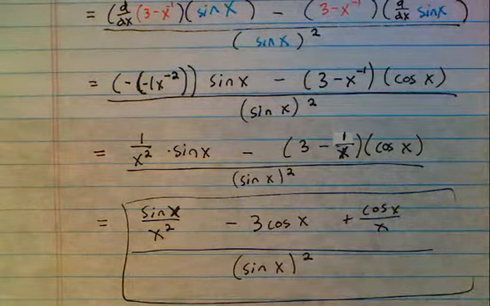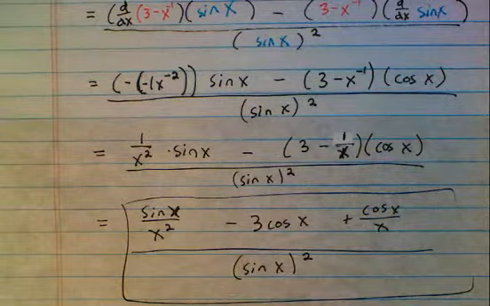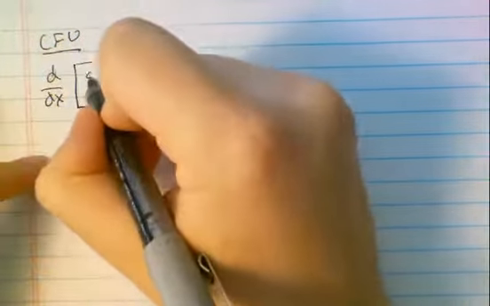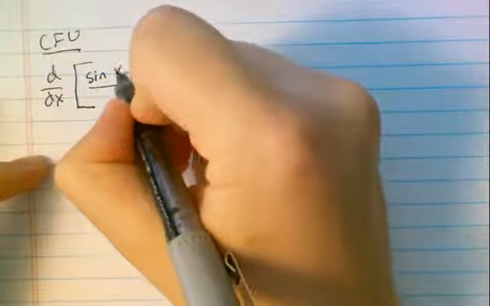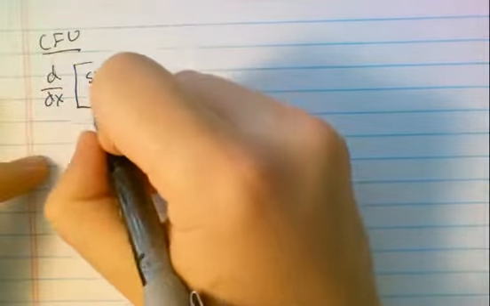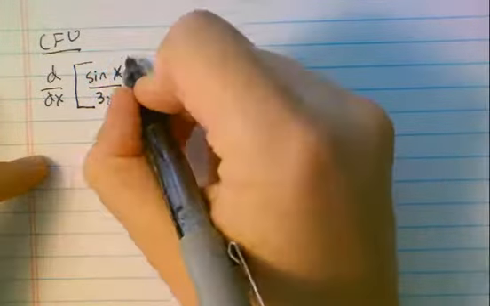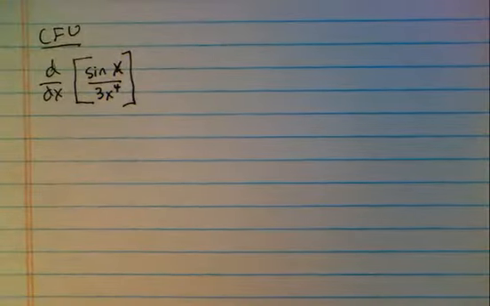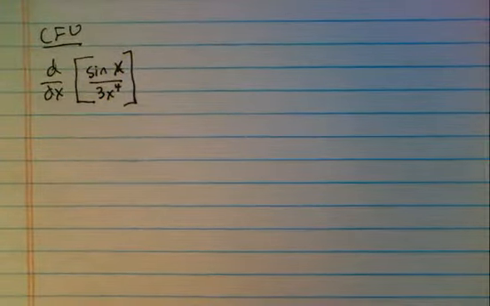Okay, to finish off, let's do a check for understanding problem. Your check for understanding is this. We want to find the derivative of sine x over 3x to the fourth. Go ahead and try that on your own. Pause the video now.